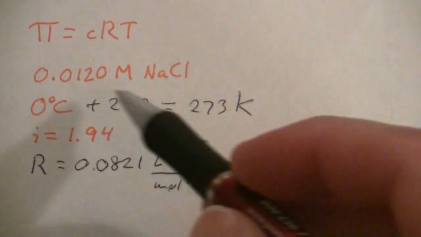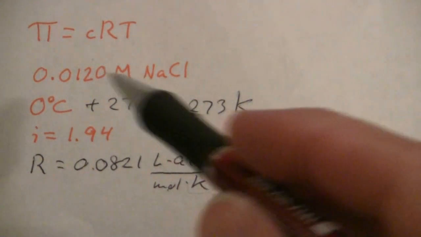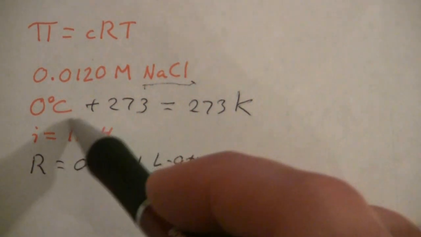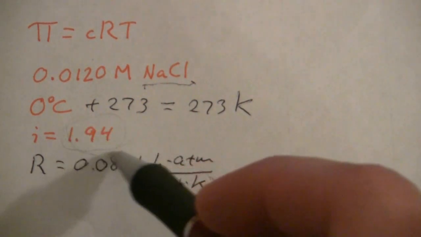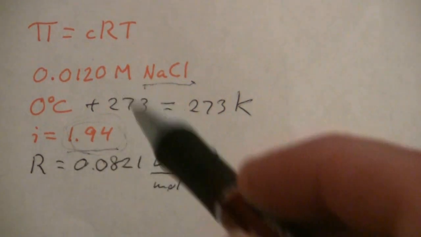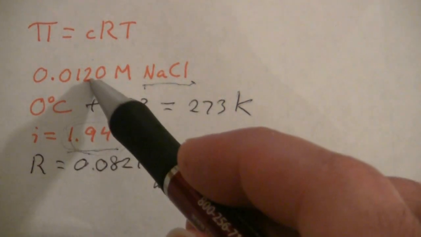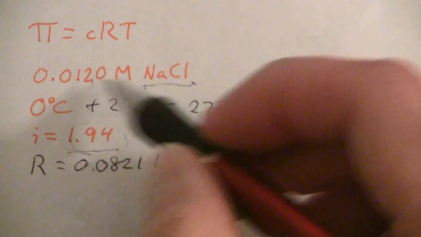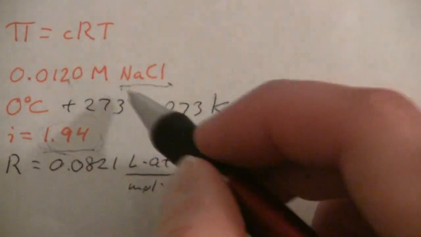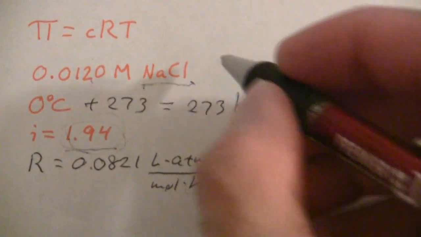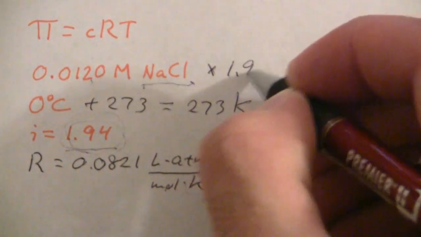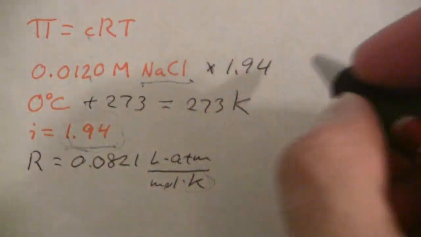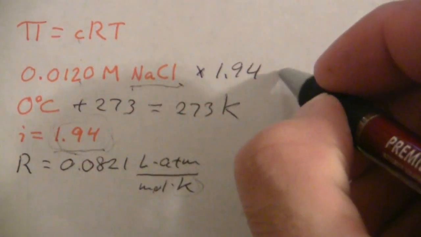But first, let's look at this concentration, right? Because that's the concentration of NaCl, but my real concentration, my concentration of solute particles, is going to be 1.94 times that amount. Okay, because on average 1.94 particles are generated for every NaCl unit.